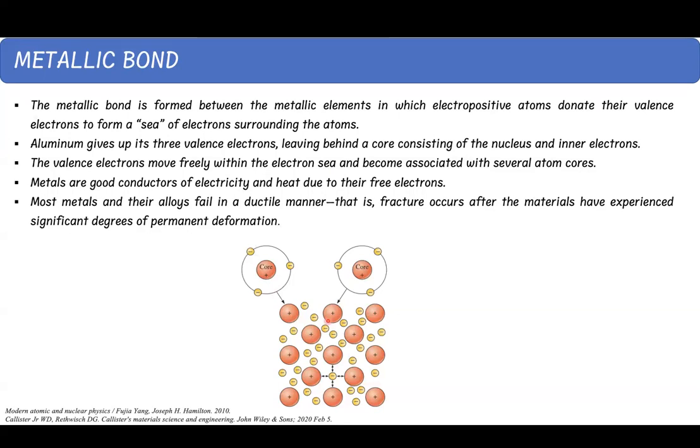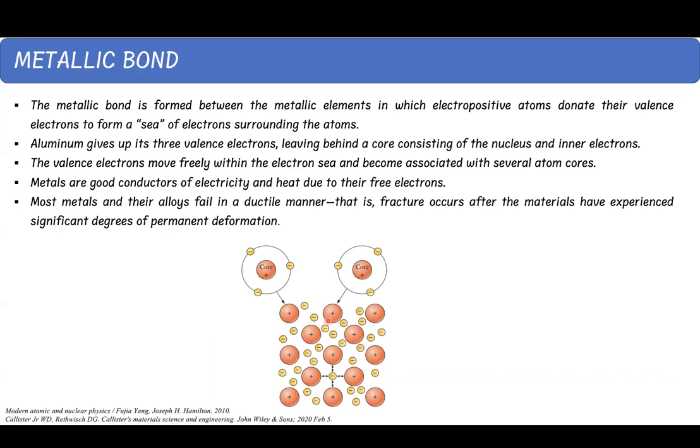Because of the freely moving electrons around the atoms, metals are very good conductors of electricity, and also good heat conductors because of the free electrons. And because of the non-directional nature of metallic bonds, the atoms can slide in a defined manner, and we can also see a significant amount of deformation before the fracture of these metallic bonded materials.